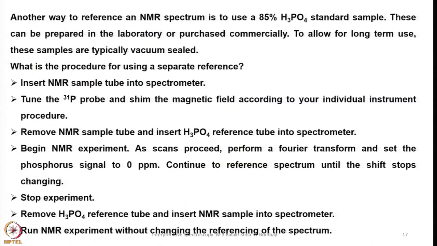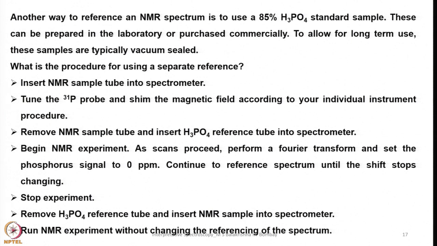Another way to reference an NMR spectrum is to use 85% phosphoric acid as a standard sample. These can be prepared in the laboratory or purchased commercially. It's very easy to make, provided we have a glass blower in our laboratory. To allow for long-term use, these samples are typically vacuum sealed. Then what is the procedure for using a separate reference?